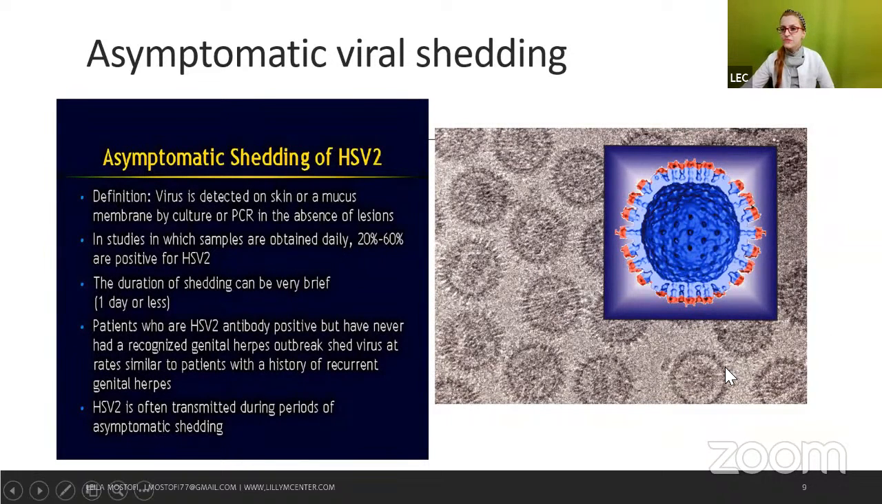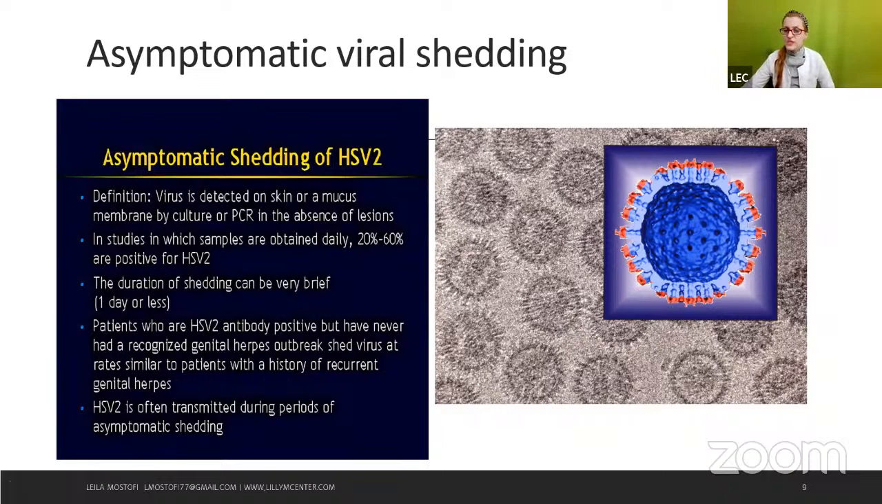As you see here, asymptomatic viral shedding is the shedding of the virus. I made it colorful for you here. The virus is detected on skin or mucous membranes by culture or PCR in the absence of lesions. In studies in which samples are obtained daily, 20 to 60% are positive for HSV2. The duration of shedding can be very brief, one day or less.